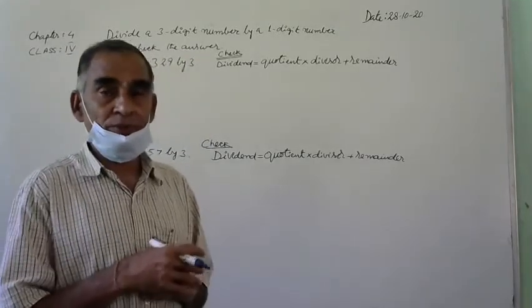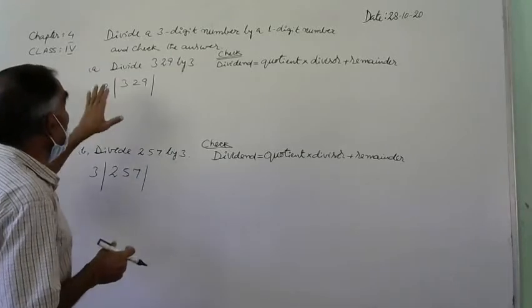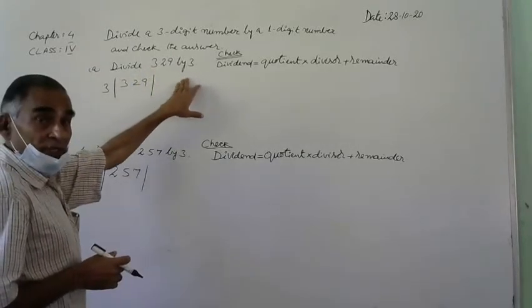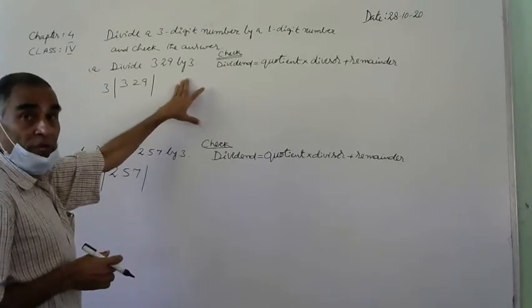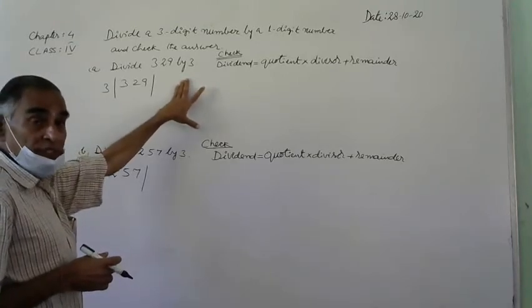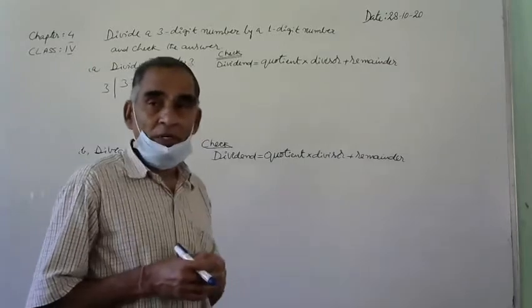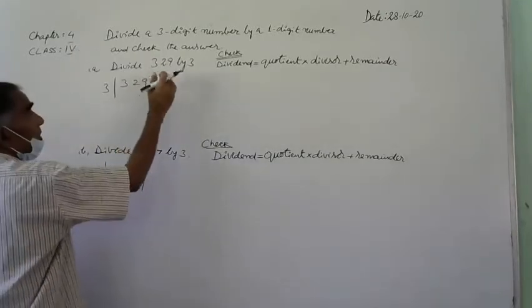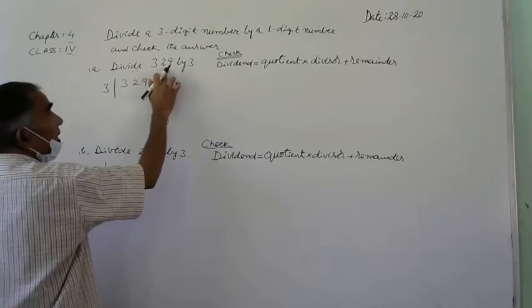I will show you some examples. Here you see, divide 329 by 3. After completing division, you have to check whether our division is correct or not. Okay, here we write this. Divide 329 by 3.